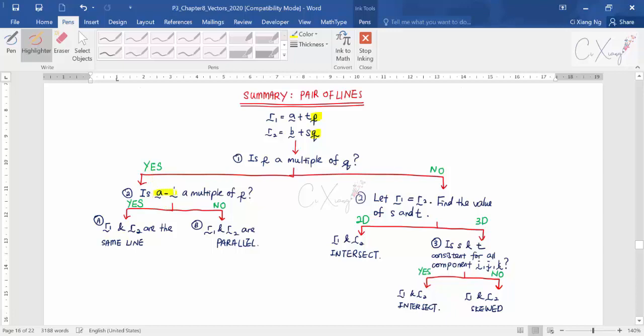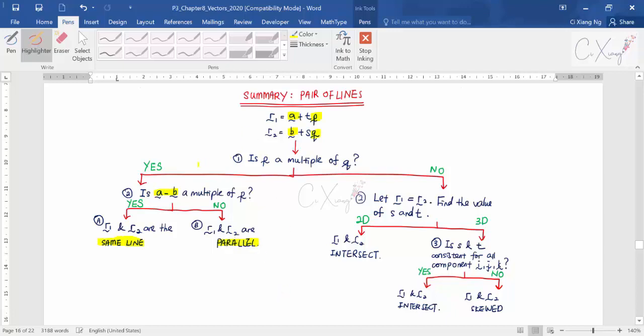Is A minus B a multiple of P, or a multiple of Q? You can also use B minus A. That means you take the passing points of both lines minus each other, and see whether it is a multiple of the direction of the line or not. If yes, then although the equations look different, R1 and R2 actually refer to the same line. So you have one case here, which is the same line. If A minus B is not a multiple of P, then R1 and R2 are parallel.